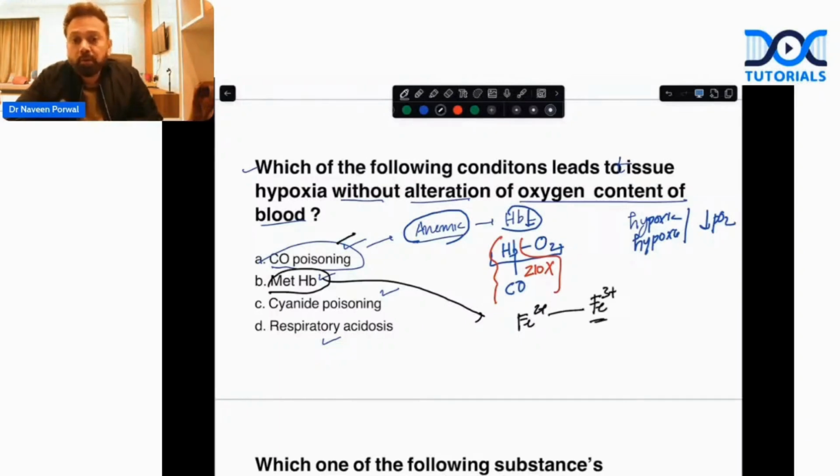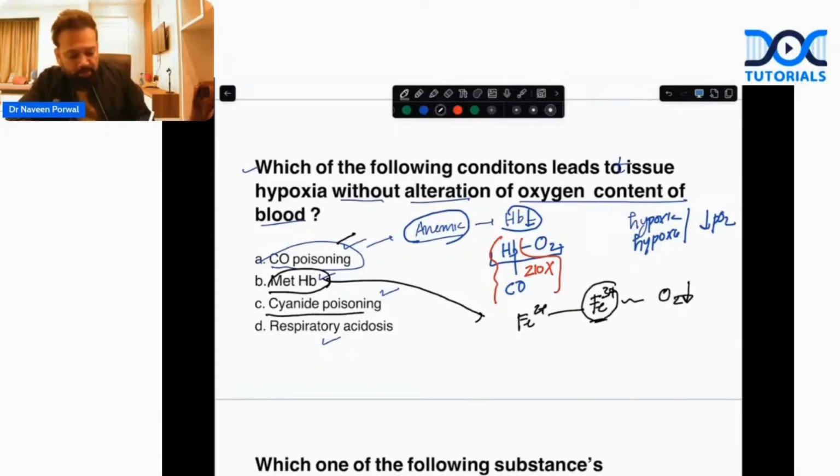In methemoglobin, what happens? Instead of ferrous, there is ferric in the hemoglobin, and this has less affinity for oxygen. So again, oxygen content will be reduced. Either hemoglobin is less or carbon monoxide poisoning, they are called anemic hypoxia. And in methemoglobin, there will be hypoxia and content will be reduced because ferric has less oxygen carrying capacity.